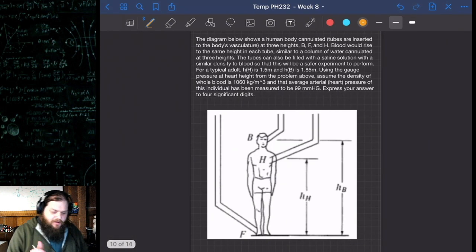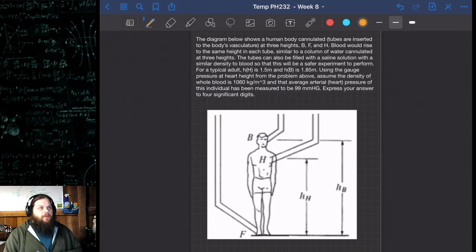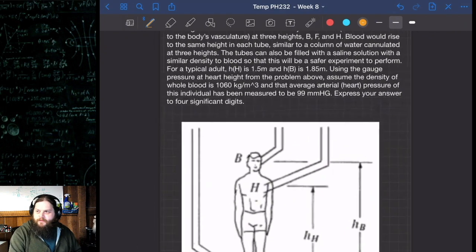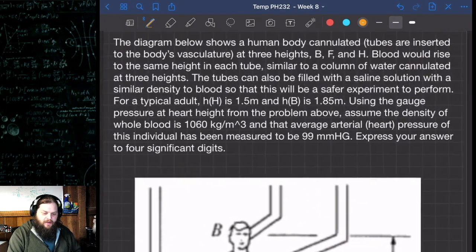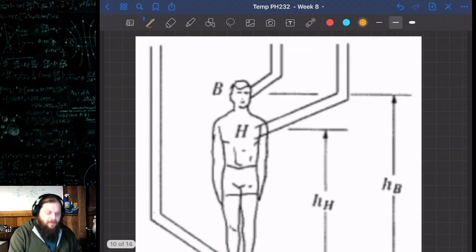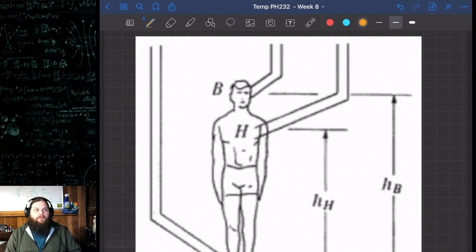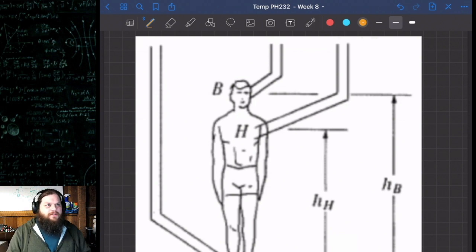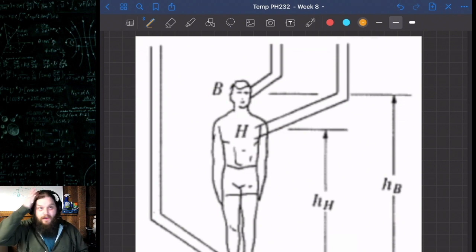So we're going to go into this problem. This is a fun problem. This diagram, see if I can zoom in so you can see. Here, I'll show you the diagram. I can't show both, so I'll read it to you. The diagram below shows a human body which is cannulated, where the tubes are inserted into the body's vasculature at 3 heights. So basically at 3 points it's tied into the bloodstream. You have one in the brain, one at their feet, and one at their heart.